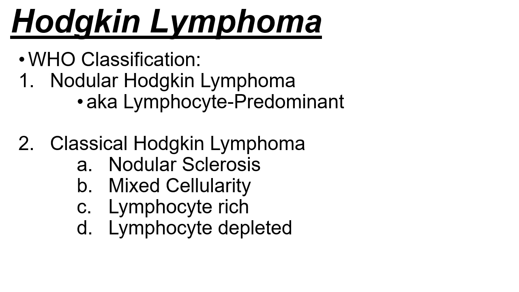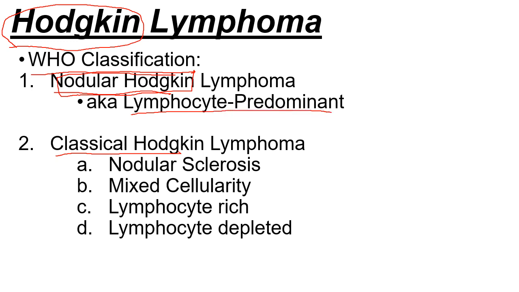Okay, next group of lymphomas are your Hodgkin's lymphoma, affects both of your T and B cell. In WHO classification, we have two types. Meron tayong nodular Hodgkin's and classical Hodgkin's. Ito ngayon yung bagong name ng lymphocyte predominant, no? Hindi na ginagamit madalas ito. Nodular Hodgkin's na. Kaya huwag magpapalito.